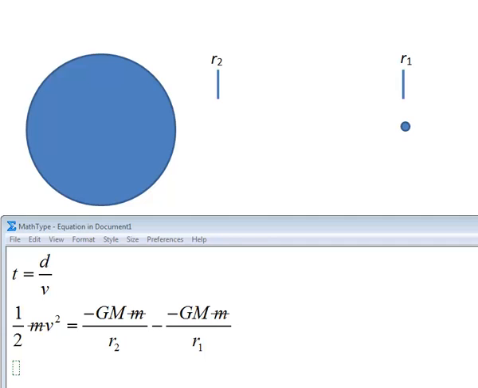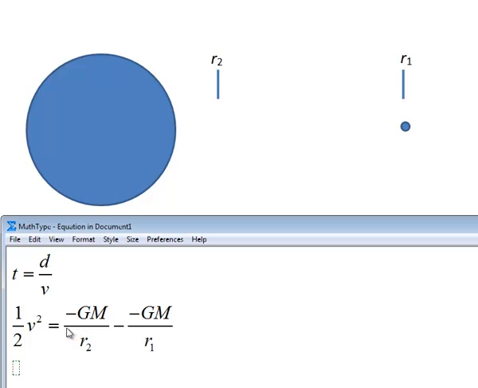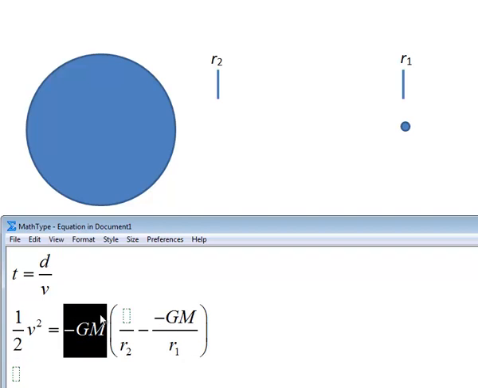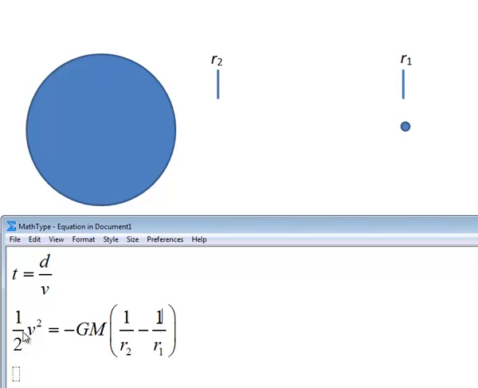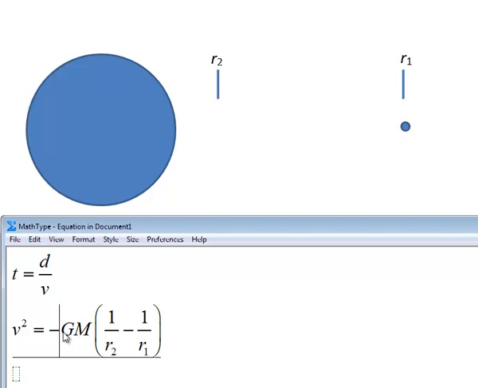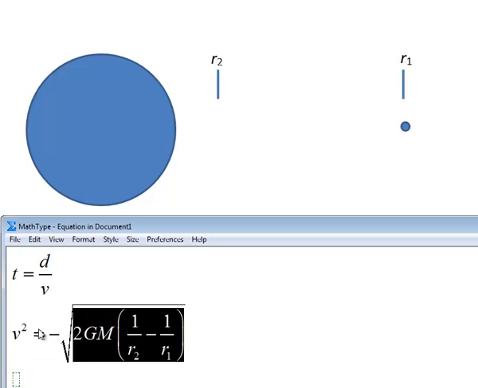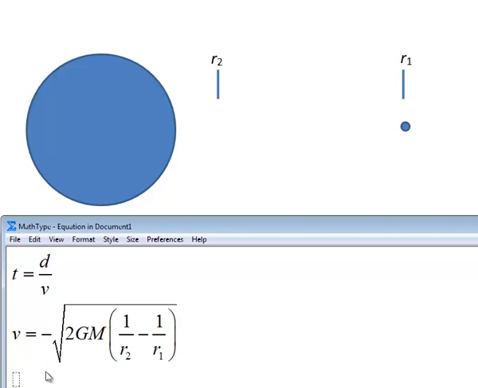Every term has a small m in it, so the small m's cancel out. We don't need to know the mass of the object doing the falling. And we can also factor out the negative GM, and we could take this 1/2, multiply both sides by 2, and I could solve for v alone by simply taking the square root of each side.